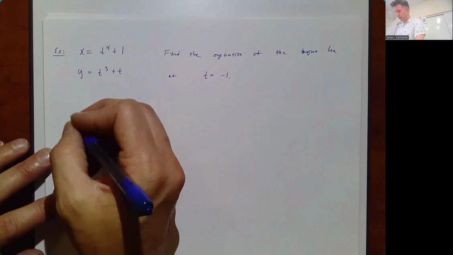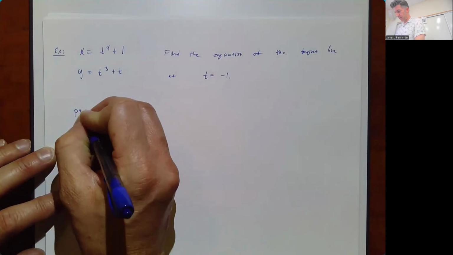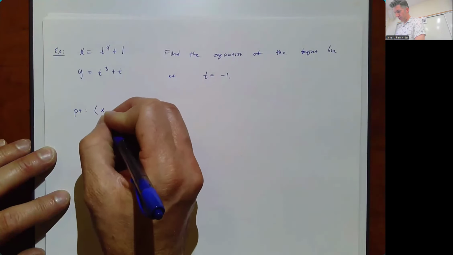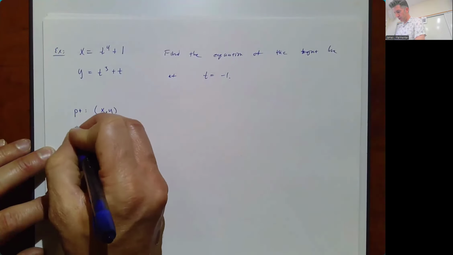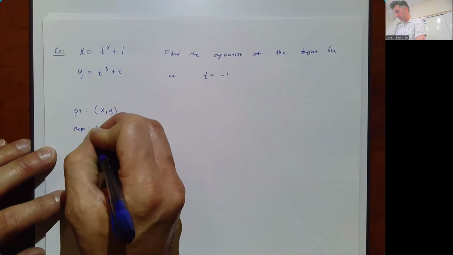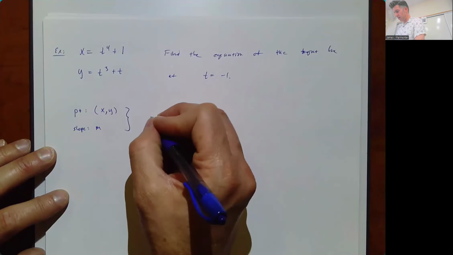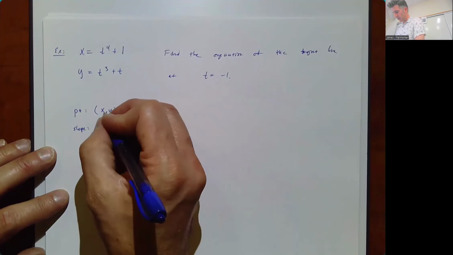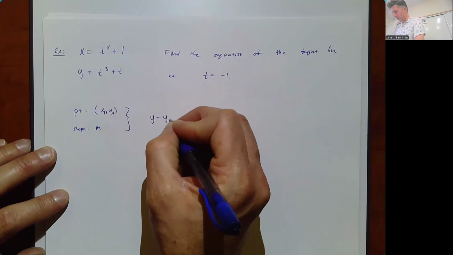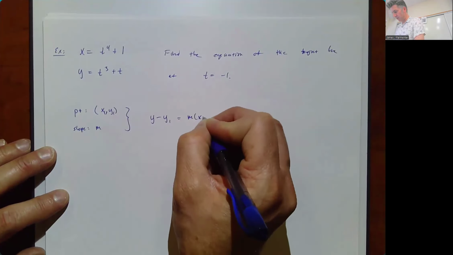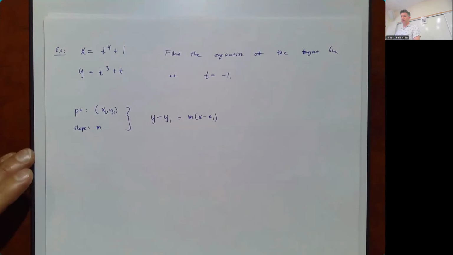Once we have our point, which we'll say is x1, y1, and our slope, which we'll call m, then our equation is just going to be y minus y1 equal to m times x minus x1. So our job, every time you're trying to find the equation of a tangent line, is to find the point, find the slope, and then write the equation of the line. So let's start off by finding the slope.